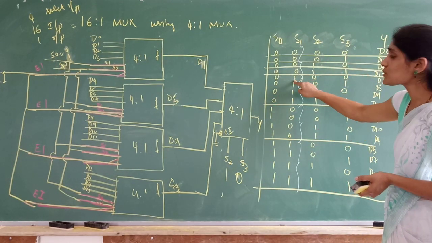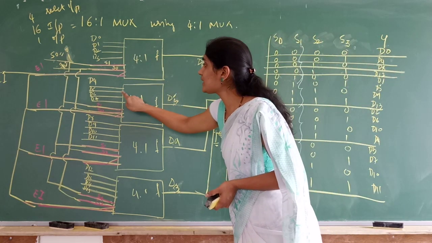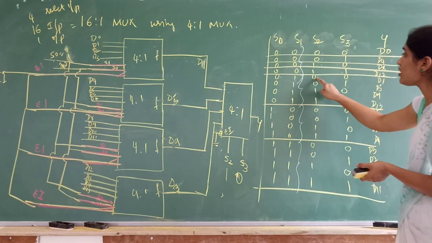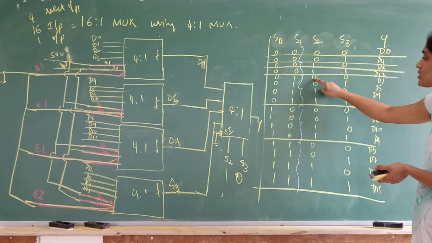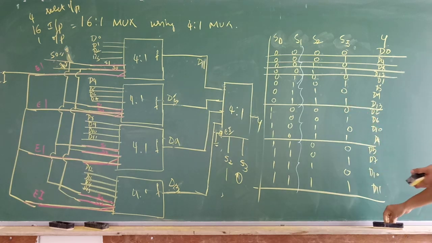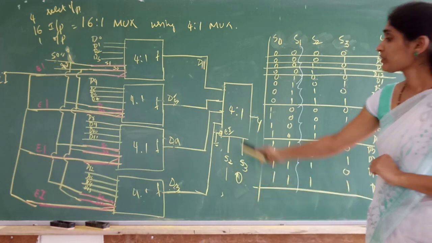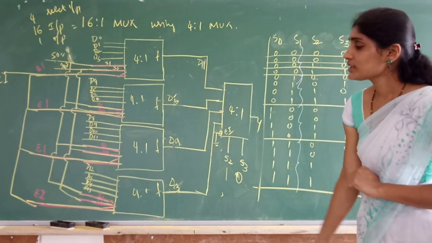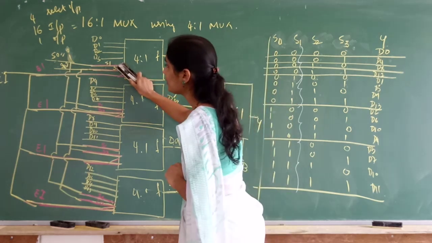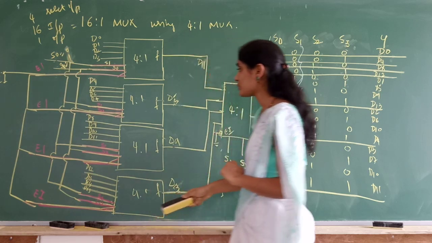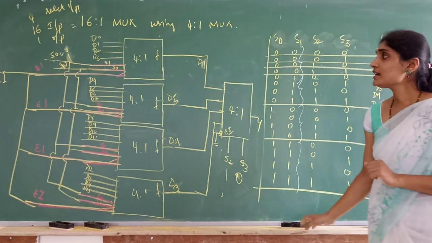Similarly, when you give S0, S1 as 0, 1, the second input line of all the multiplexers will be connected. Again, out of these four, one will be selected based on S2, S3: 0, 0, 0, 1, 1, 0, 1, 1. This is how a 16:1 mux is configured using 5 4:1 mux: 1, 2, 3, 4, 5. All the enable inputs are connected to ground, and these select inputs are shorted, and that is going to be the common select input for all the 4:1 mux. These two are separate.